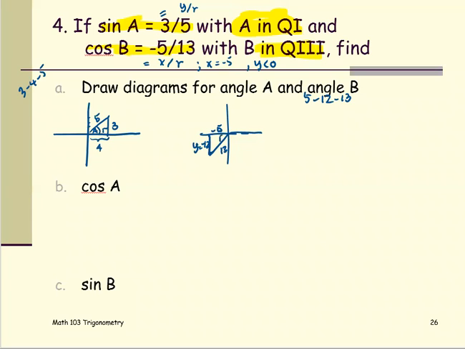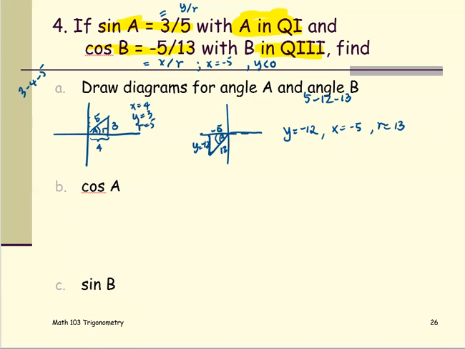So for angle B in the third quadrant, y is negative 12, x is negative 5, and r is 13. Where for angle A in the first quadrant, x equals 4, y equals 3, and r equals 5.